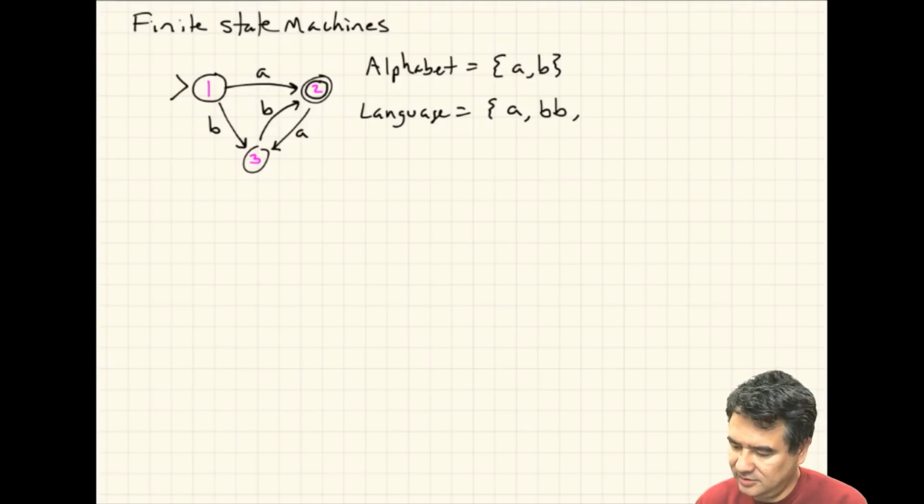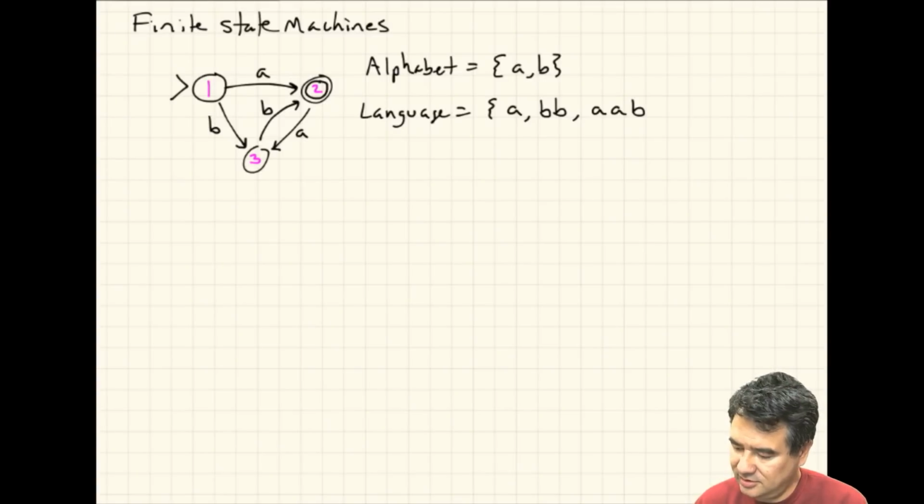Let's see, what would be another one? We could do A, B. So that one starts at number 1. We go across to number 2. And since we're not done with the string yet, we're not going to stop on this accepting state. We're going to keep going. So we go down to number 3 and then up to number 2 again.